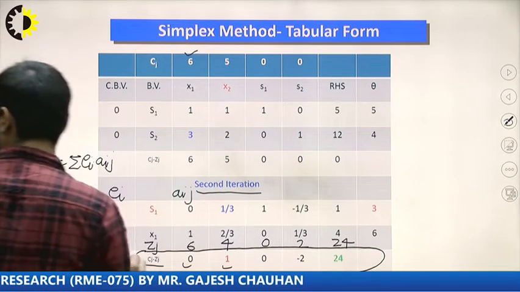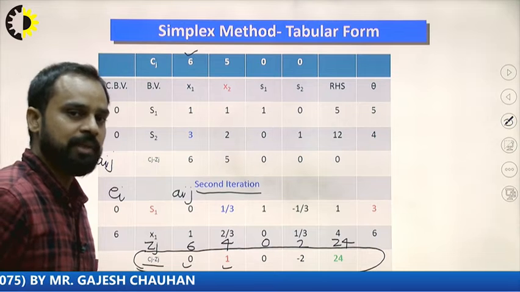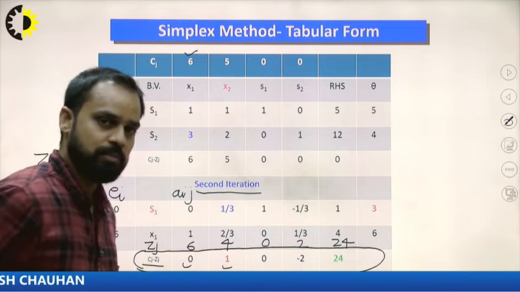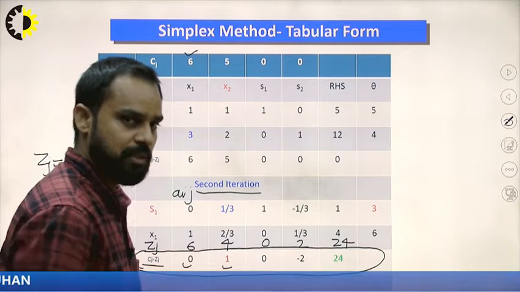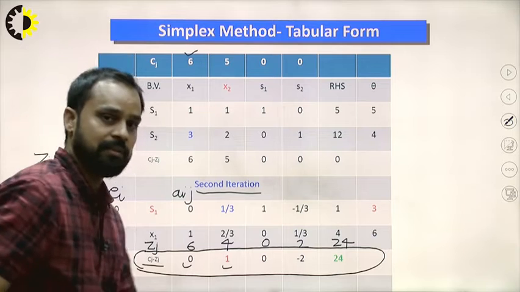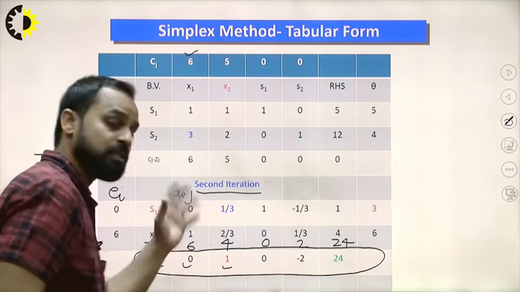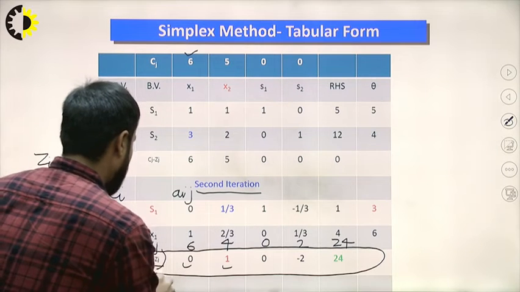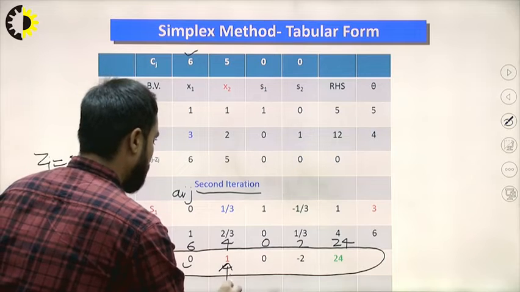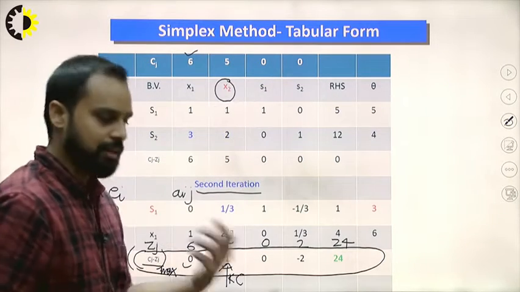So we have to decide on the basis of the maximum value of Cj minus Zj, because the problem belongs to maximization. If the problem belongs to maximization, in every iteration we have to find which variable is leaving and which variable is entering. The entering variable is decided on the basis of the maximum value of Cj minus Zj. And what is the maximum value of Cj minus Zj? That is 1. So that becomes the key column. It means x2 will be the entering variable in the next iteration.